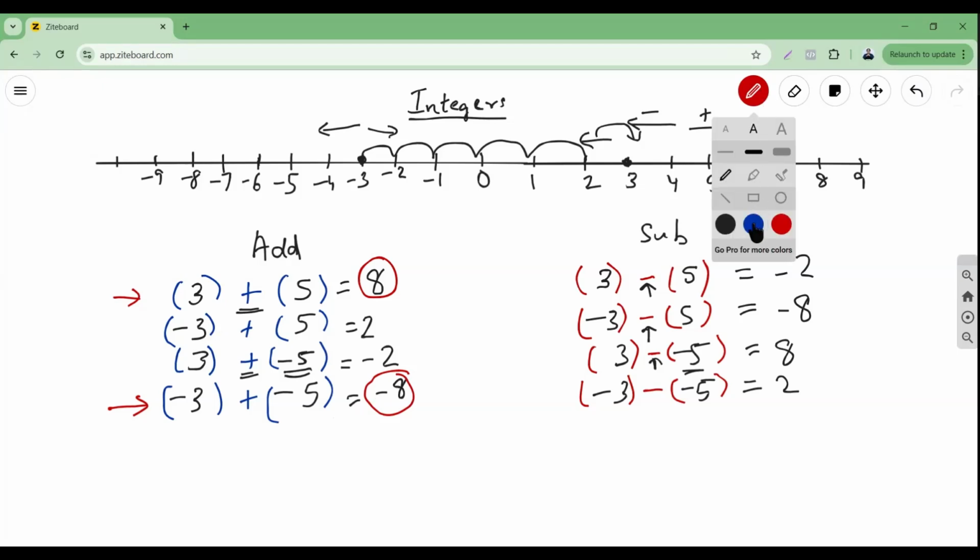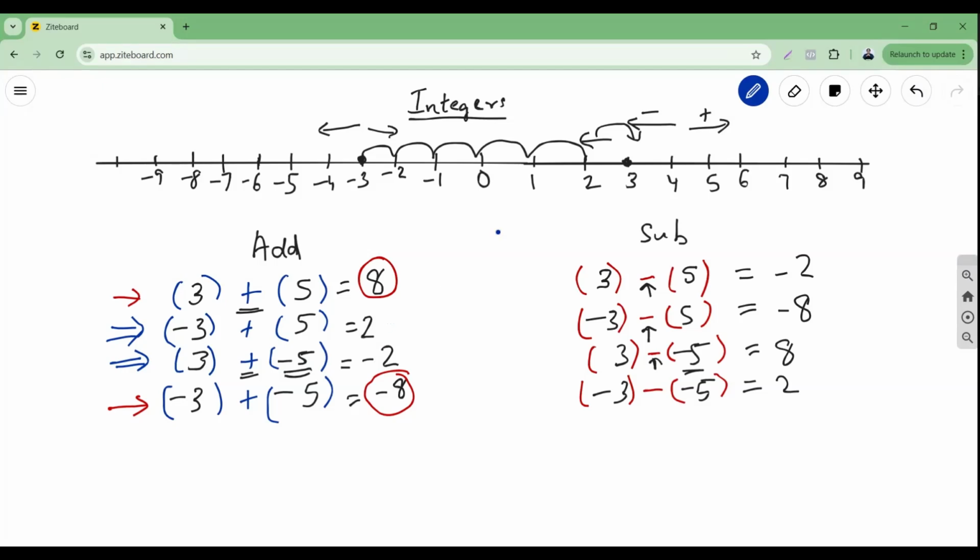But in the case of these two cases where the signs are different, what happens? The difference between those two numbers, 5 and 3, is 2. But what sign should the answer be? The 5 has a positive sign, so the answer is also positive. Here the larger number, the modulus number, the 5, is having a negative sign, so you're putting a negative sign. This is a trick for you to remember.